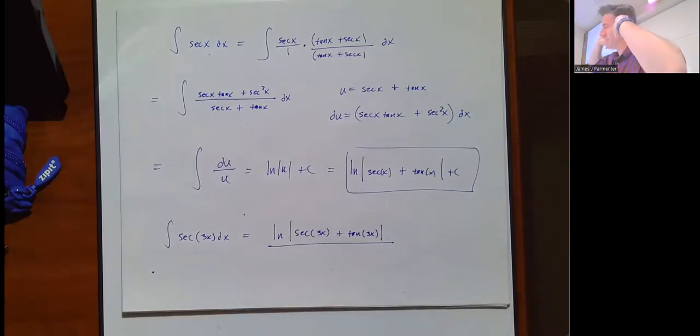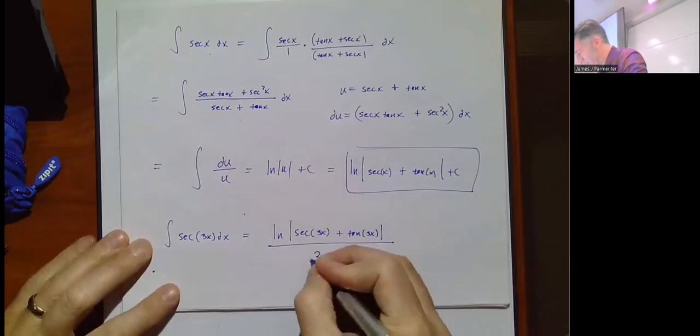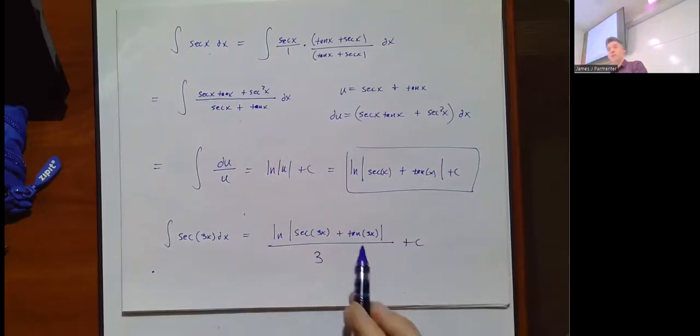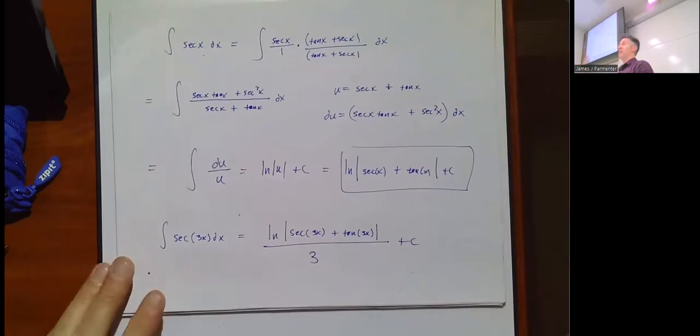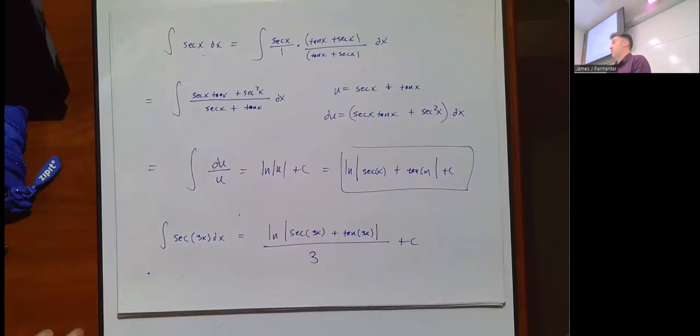Yes, 3. Exactly. Because if you differentiated this, you would get 1 over the stuff times the derivative of the stuff, and you end up multiplying by a 3 because of the chain rule. And then you divide by that 3 to counteract it. All right. That's all I got.